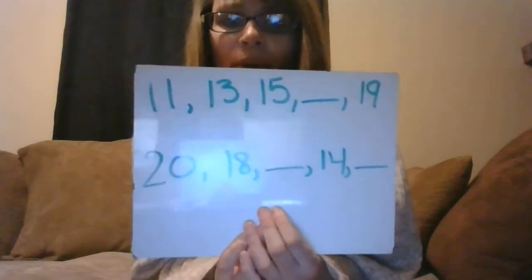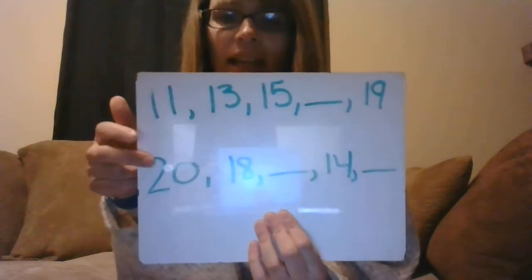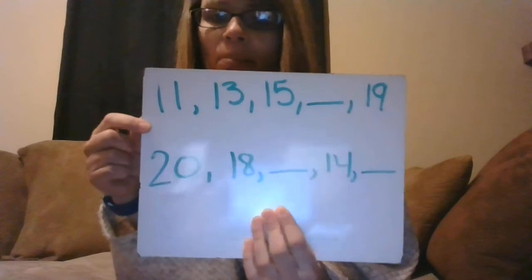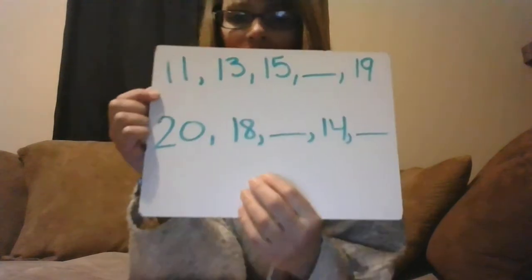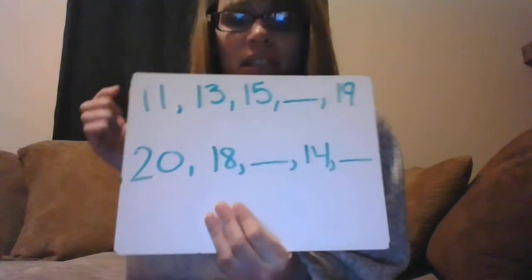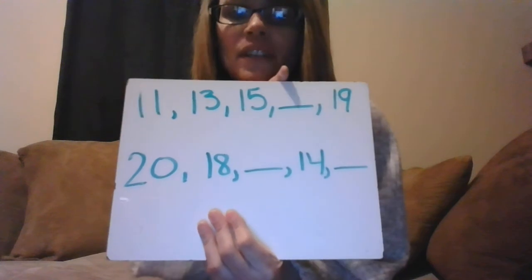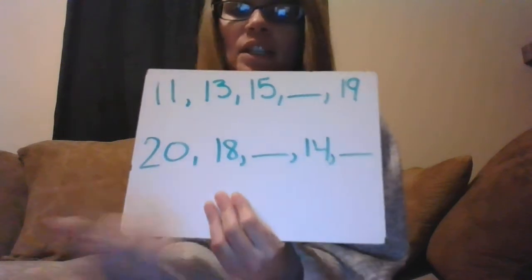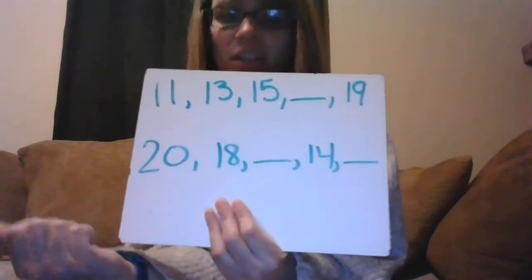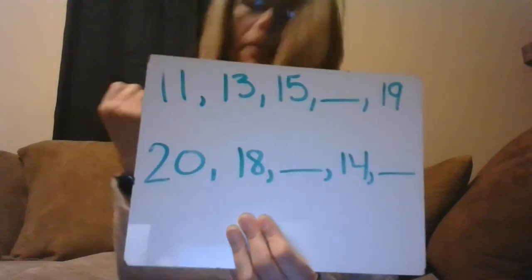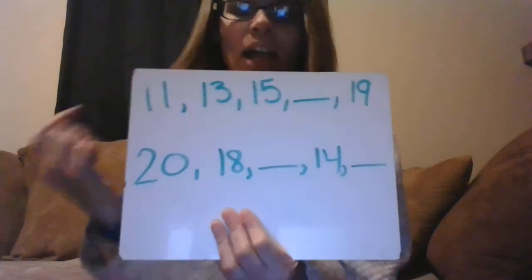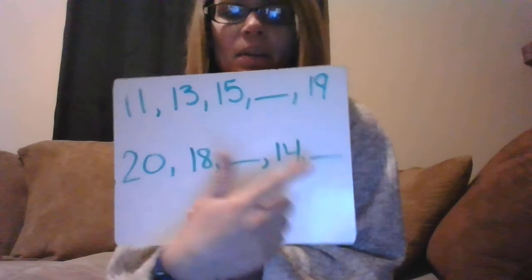Okay, and then your final assignment. Okay, I wrote you guys two number patterns. Okay, so on your paper, I want you to make your paper kind of look like my board right now. And then what I want you to do with these numbers is I want you to figure out what number is going to go in those blanks. Okay, so there are 3 blanks right now on my board. I want you to think about what number is going to go in those blanks.